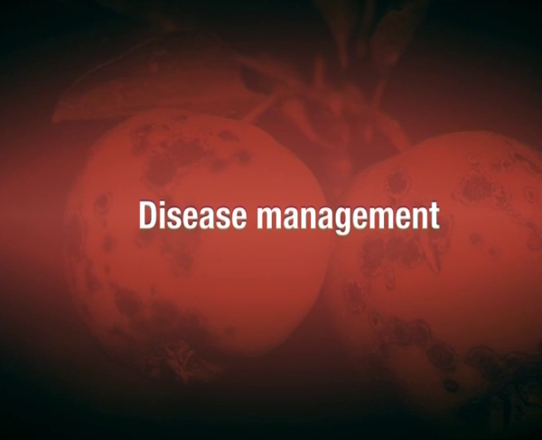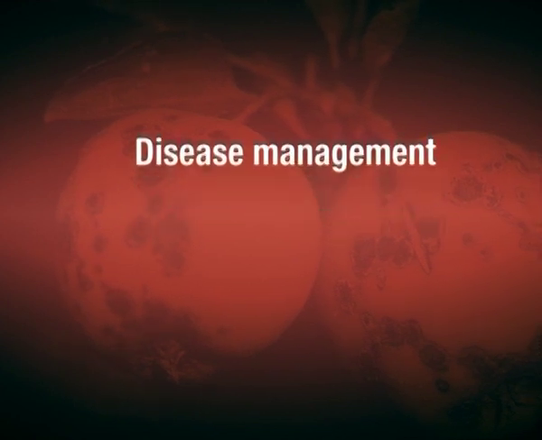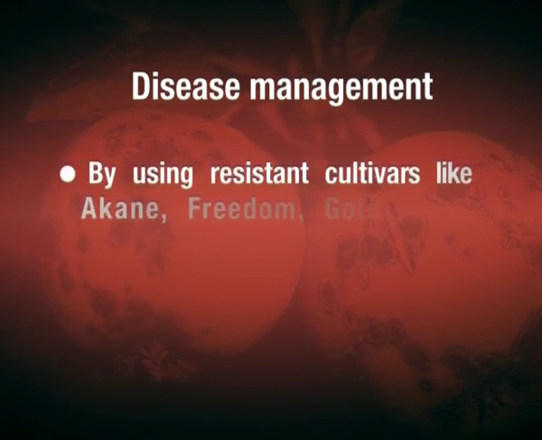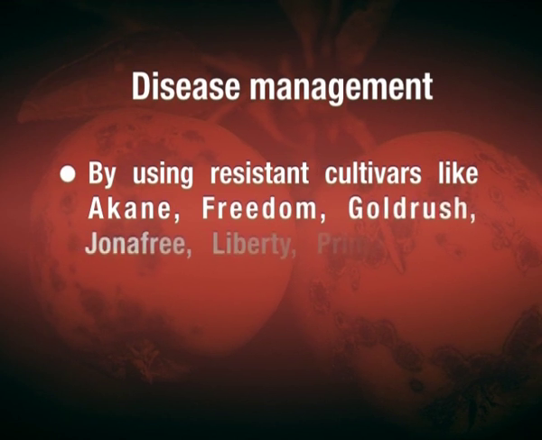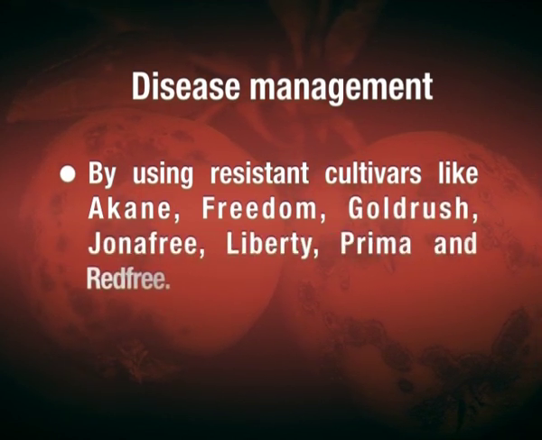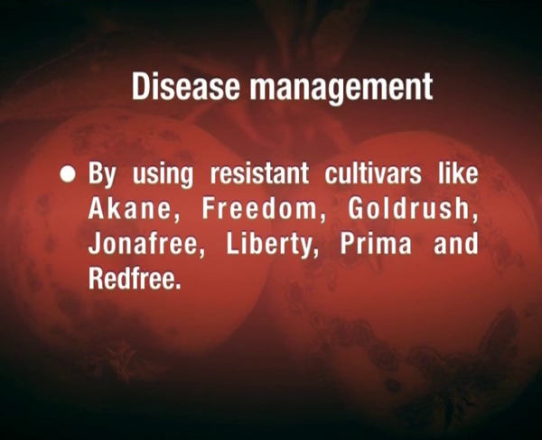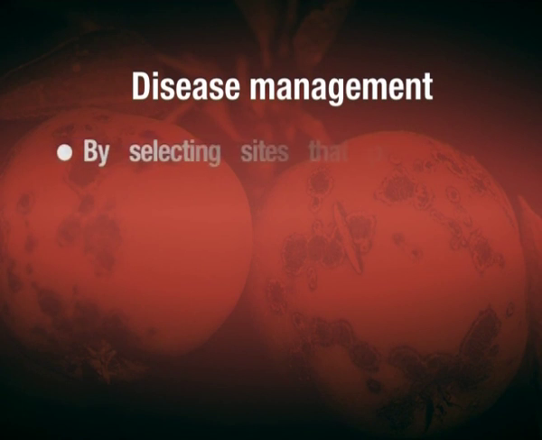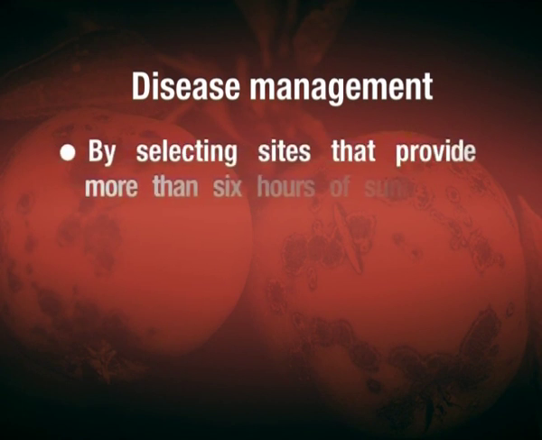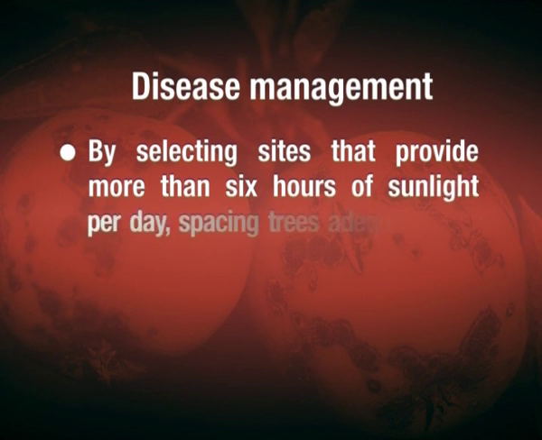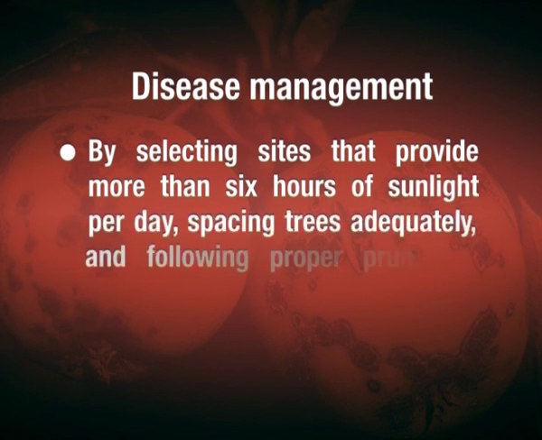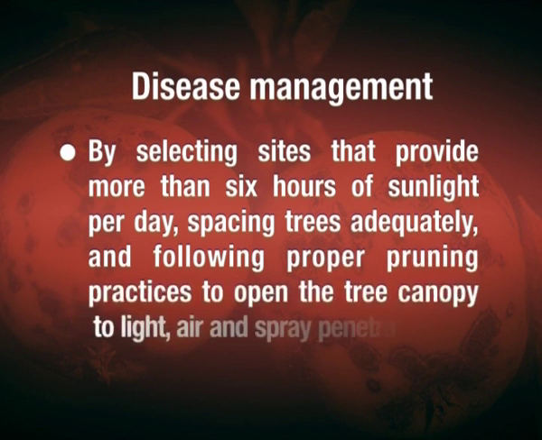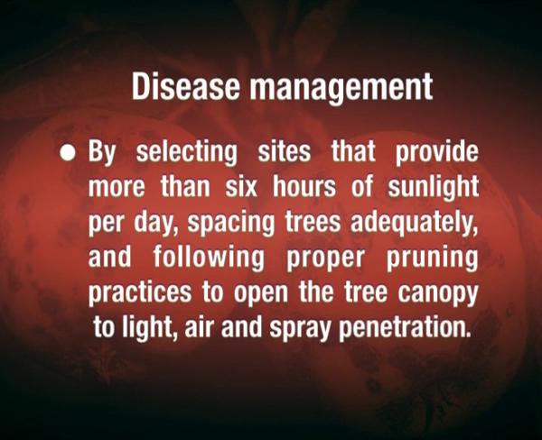The disease can be managed in the following ways: by using resistant cultivars like Aiken, Freedom, Gold Rush, Jonafree, Liberty, Prima, and Redfree. By selecting sites that provide more than 6 hours of sunlight per day, spacing trees adequately, and following proper pruning practices to open the tree canopy to light, air, and spray penetration.